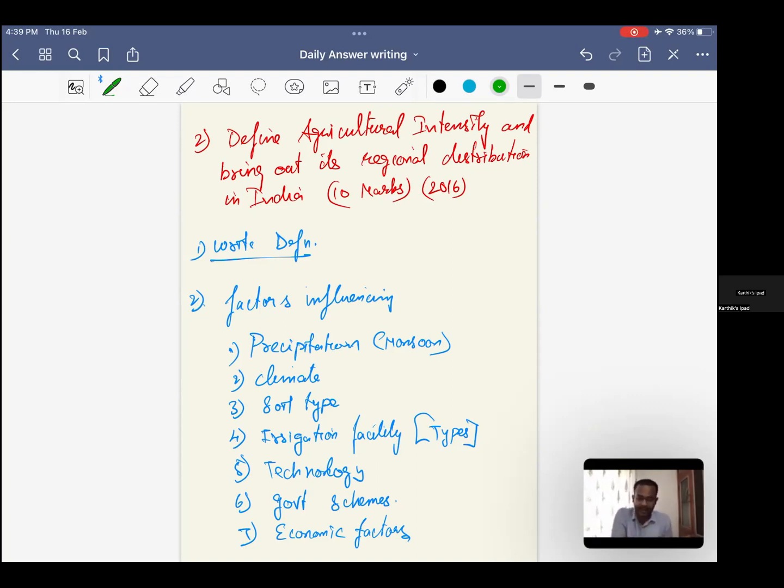Slightly in the map, show the other areas where low intensity is available. This is the overall map for India. After that, take the factors. Seven factors are mentioned, but you can write more factors also. I just wrote what came to my mind. Take a factor and speak about it.